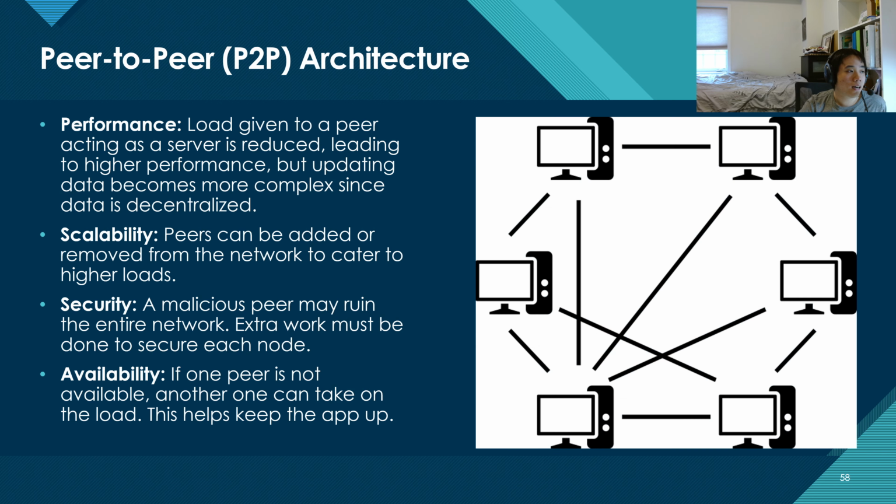So because of how decentralized the P2P architecture is, in the performance aspect of things, you don't have one single point bottleneck anymore. You have peers that will distribute the load for you. That will make things run more smoothly.